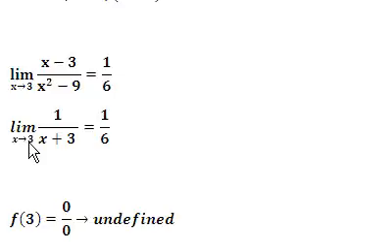So as you can see, the limit does exist at x equals 3, but when we evaluate f of 3, we get 0 over 0, which means this is undefined. So this is where it fails, right here. So we know that it's not continuous at x equals 3; it is discontinuous at x equals 3.